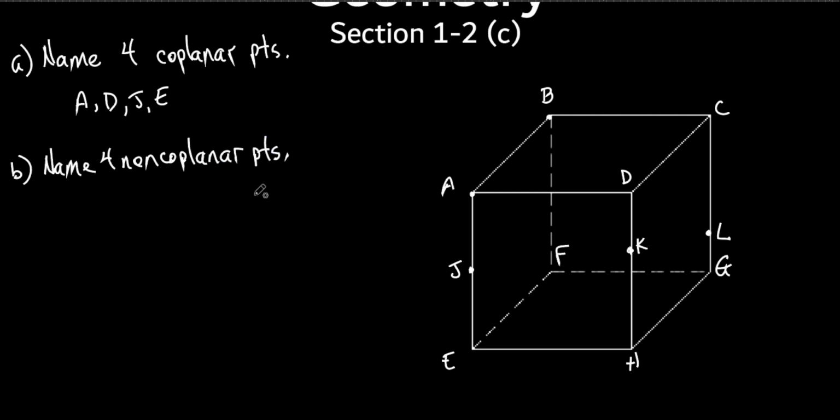Now that means 3 of them could be on the same plane, but the 4th one cannot be on the same plane. Everybody see that? This is your notes. These are examples. All right, Jared, help me out. Give me 4 non-coplanar points. So 3 of them could be in the same plane, but the 4th one cannot be in the same plane.